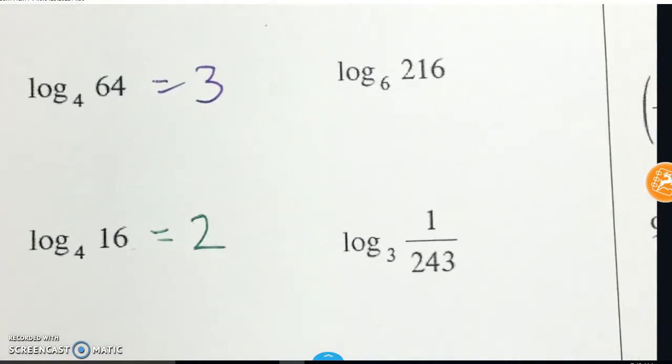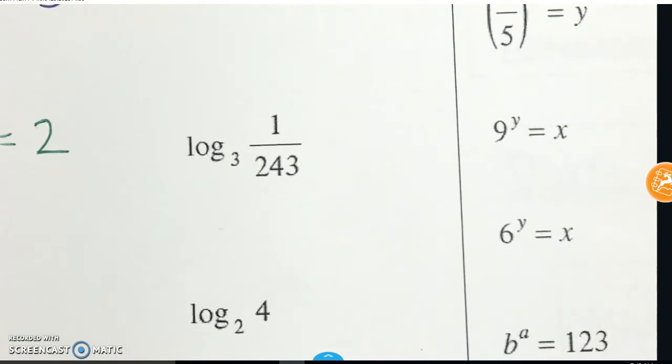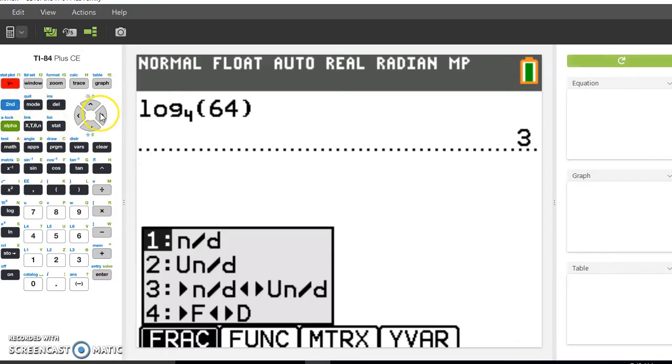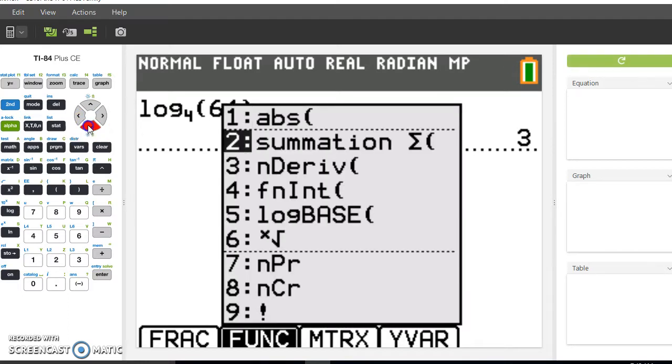A lot of these guys you can probably just figure out by looking at them. If you look at log base 3 of 1/243rd, that's kind of a tough one to say. Let's go back to Mr. Calculator. We're going to go alpha y equals. We're going to right arrow to the functions tab, and we're going to go down. The number 5 is log base. Hit enter.